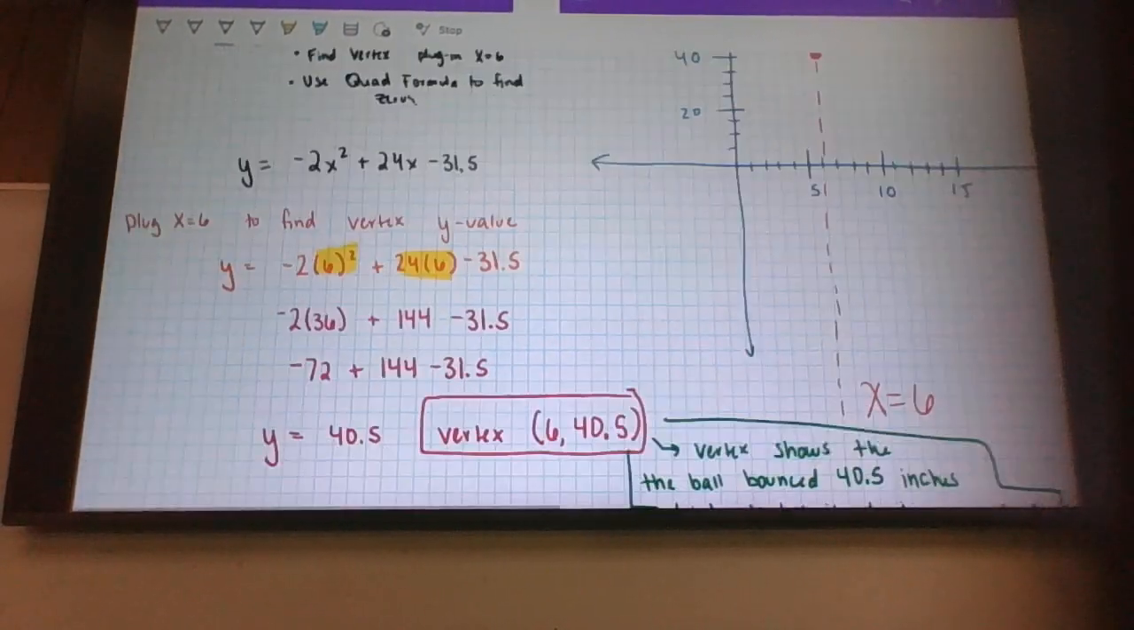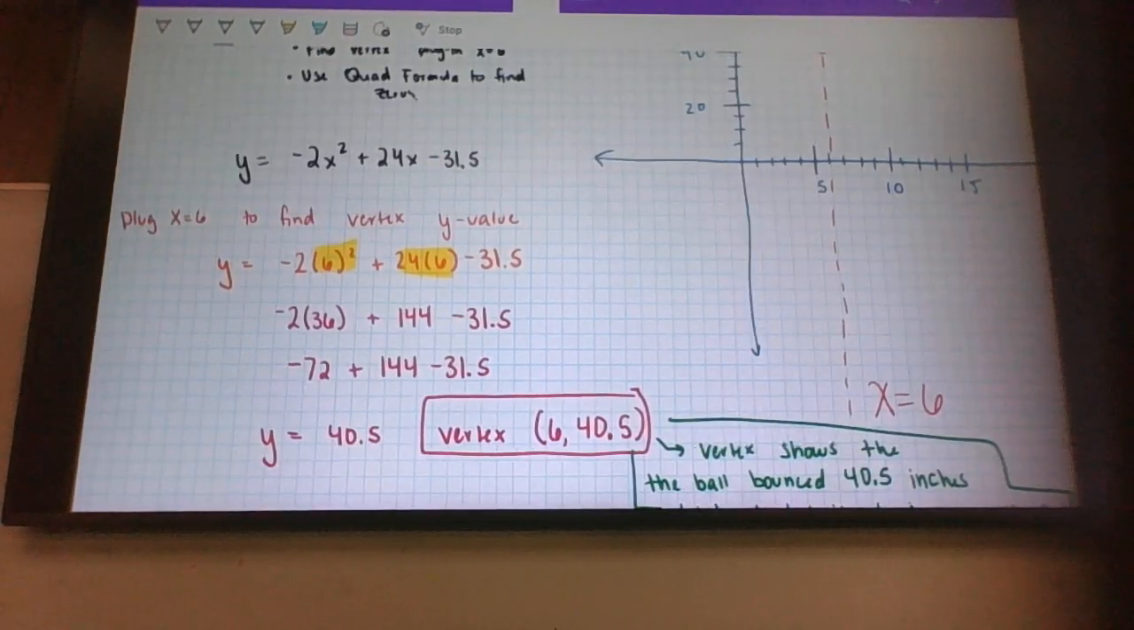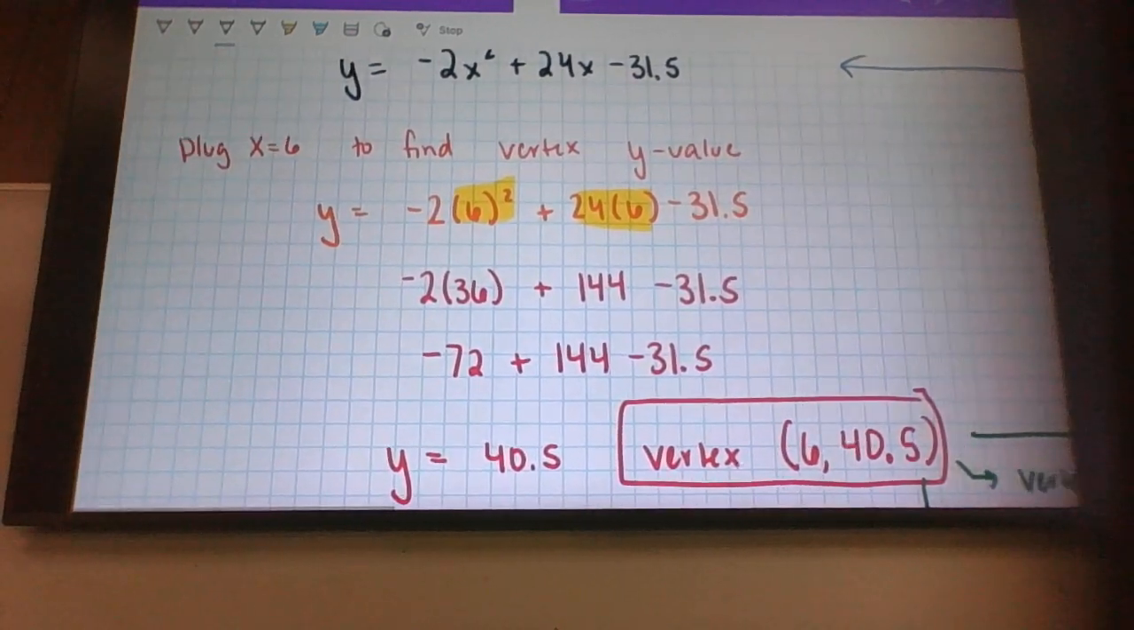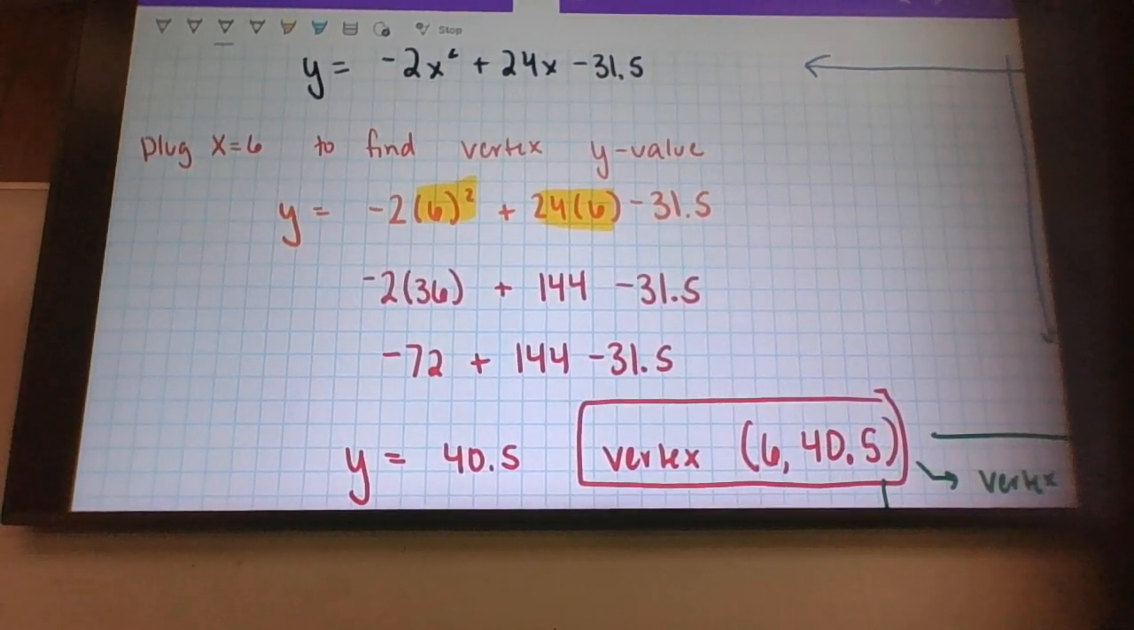Did you do this assignment? Yes. Did you find the vertex? I did it so wrong. I saw it, but I didn't find the vertex. Yeah, I got to the HX part. It just says HX.